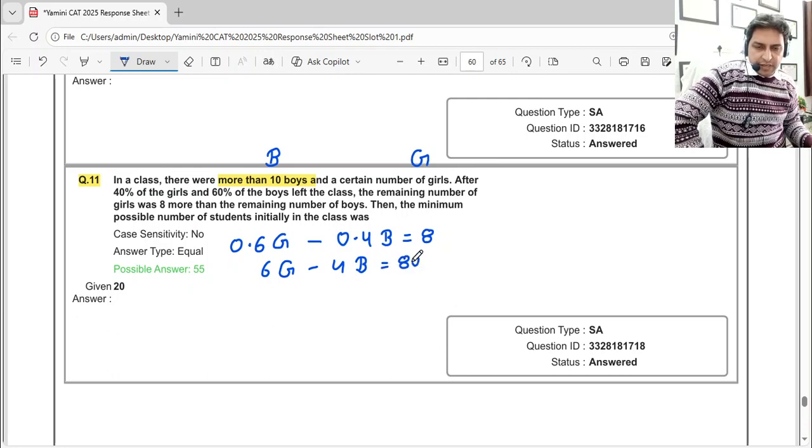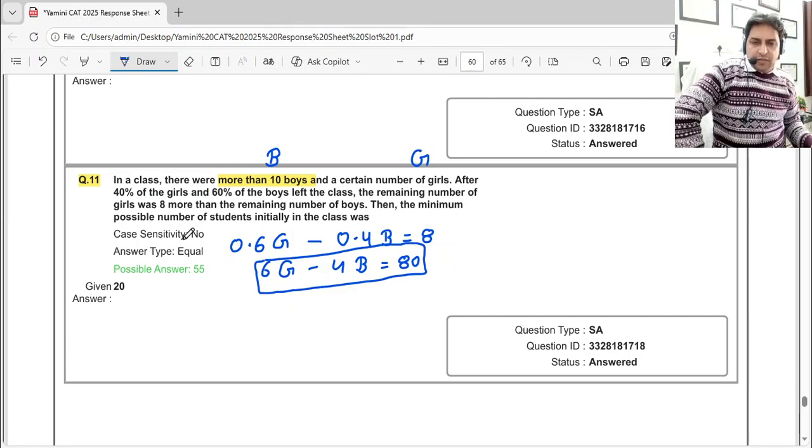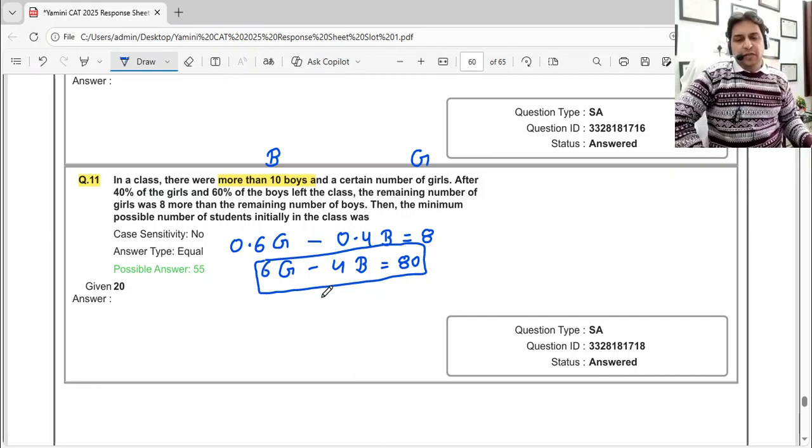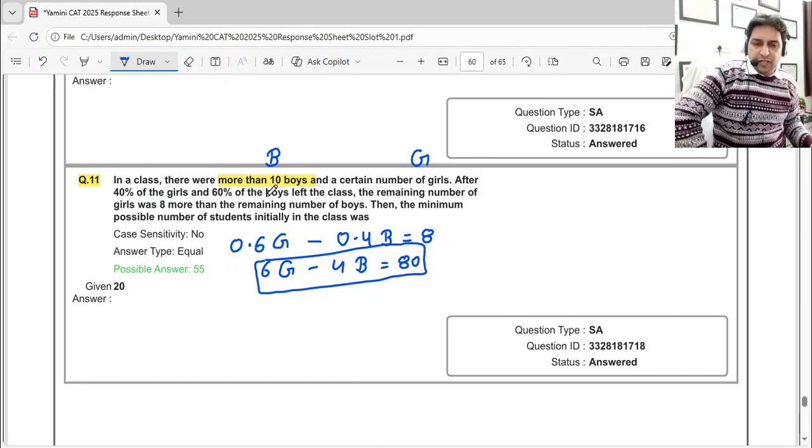We just multiplied the complete equation with 10. So this is the first equation which we get. Now then, the minimum possible number of students initially in the class was a very easy question, I believe. Now we need to know the boys are more than 10, and we know that girls and boys always have to be an integer, or even a natural number I should say.